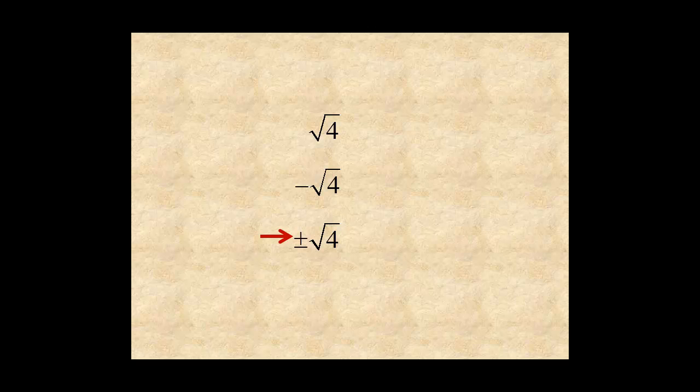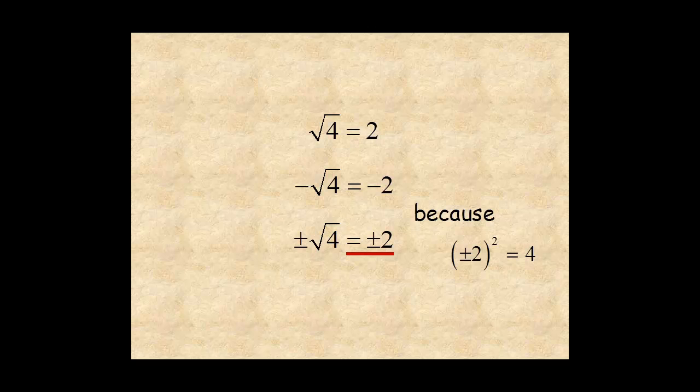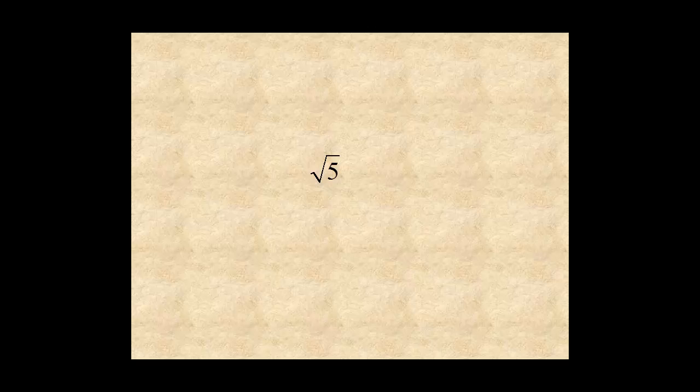So since 4 is a perfect square, the positive root of 4 is 2. And the negative root of 4 is negative 2. And here's the combined expression. So how about the square root of numbers that aren't perfect squares, like the square root of 5? Do these numbers exist? What kind of numbers are they?